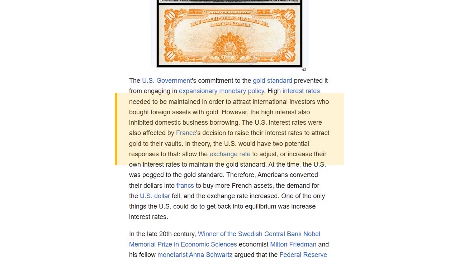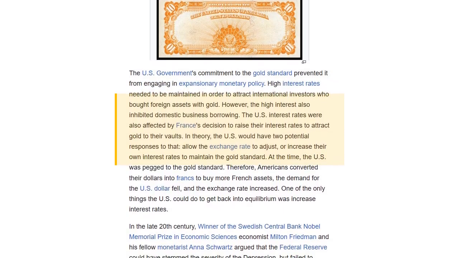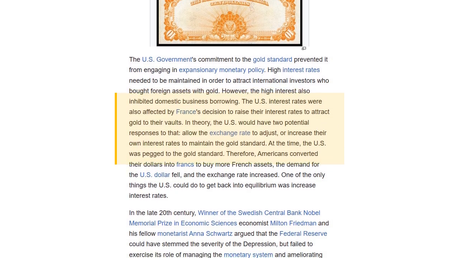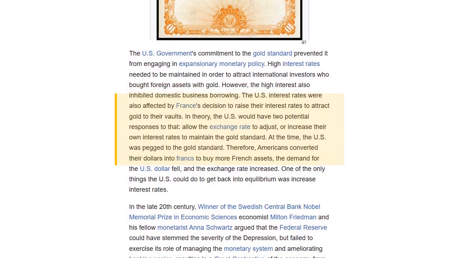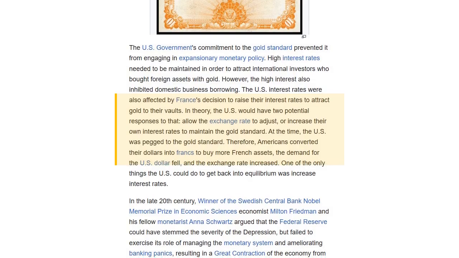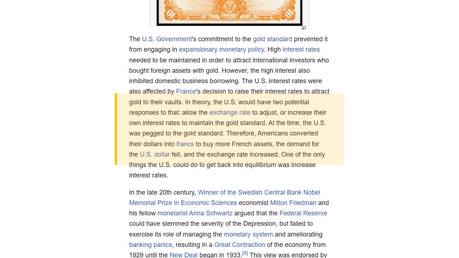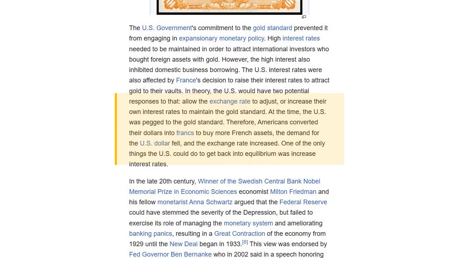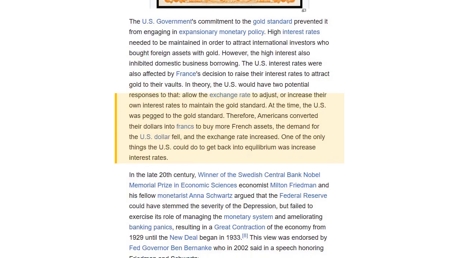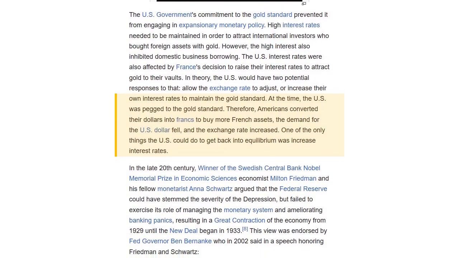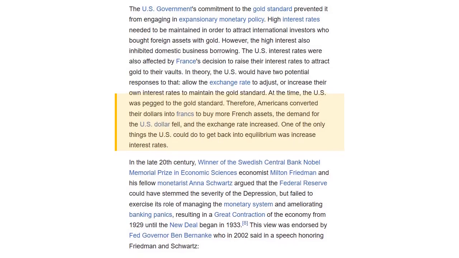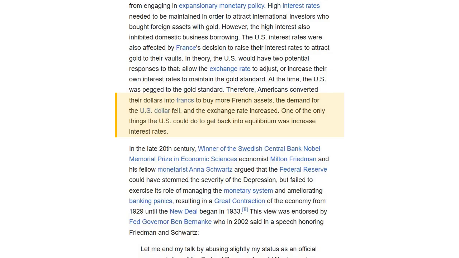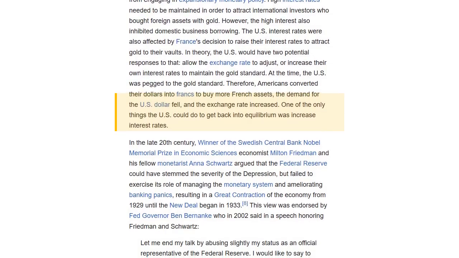The US interest rates were also affected by France's decision to raise their interest rates to attract gold to their vaults. In theory, the US would have two potential responses to that: allow the exchange rate to adjust, or increase their own interest rates to maintain the gold standard. At the time, the US was pegged to the gold standard. Therefore, Americans converted their dollars into francs to buy more French assets. The demand for the US dollar fell, and the exchange rate increased. One of the only things the US could do to get back into equilibrium was increase interest rates.